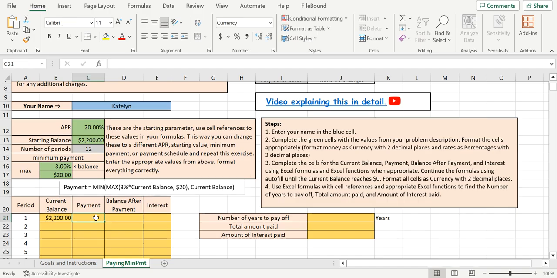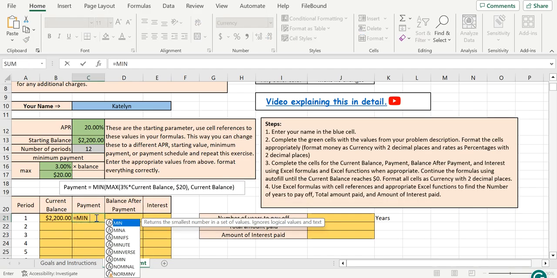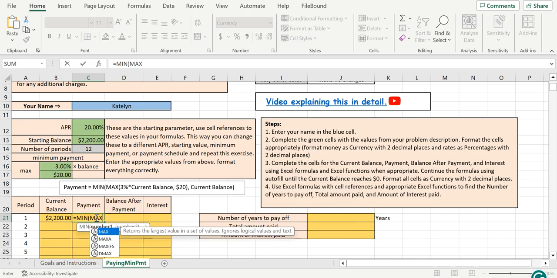Okay, so the payment formula in the cell, we're going to do the equal sign. We need the min function, open parentheses, the max function, open parentheses, cell reference to your smaller percentage, the percent times the balance. For me, it's that 3%, so I'm going to cell reference my 3%, type my star for multiplication, and then I want to cell reference the current balance, and I want to make sure I use the current balance in the gold cell because we're going to autofill this.